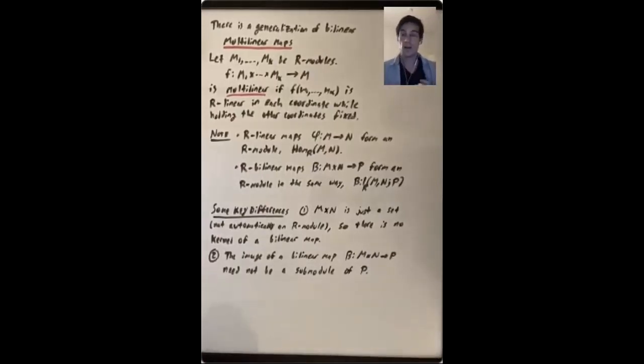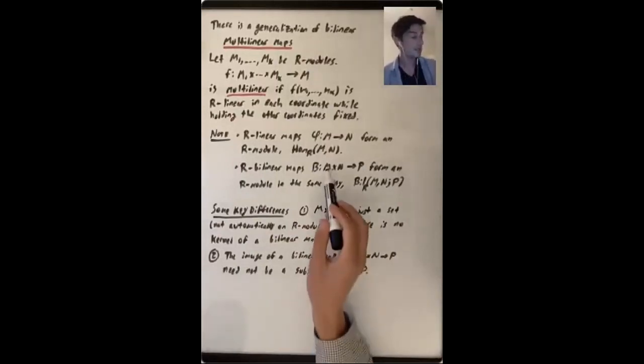So these are not super, super critical things that should be the first thing that you think about when trying to understand tensor products, but it is good to emphasize that not everything that we know about R module homomorphisms carries over in such a natural way to bilinear maps.